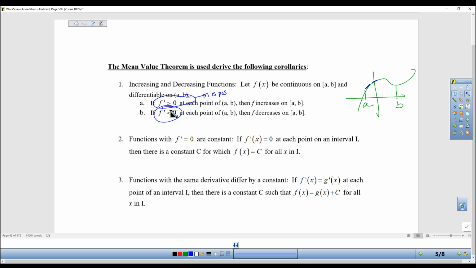If the derivative is less than 0, so if the slope is negative, then the function is decreasing. Well, of course it is. When the slope is negative, the function is going down. There you go. That's corollary number 1.